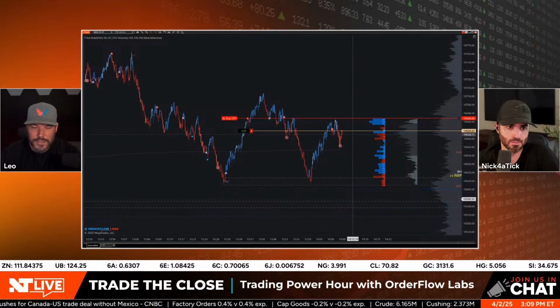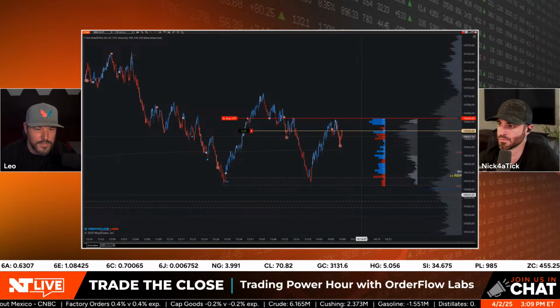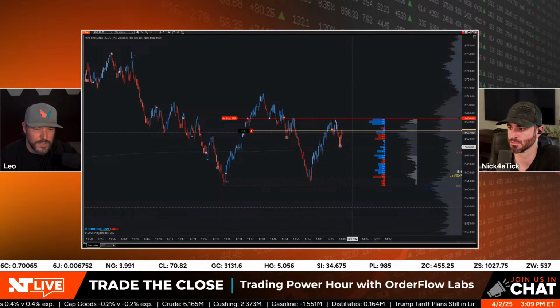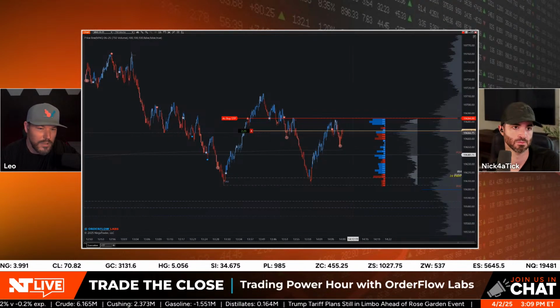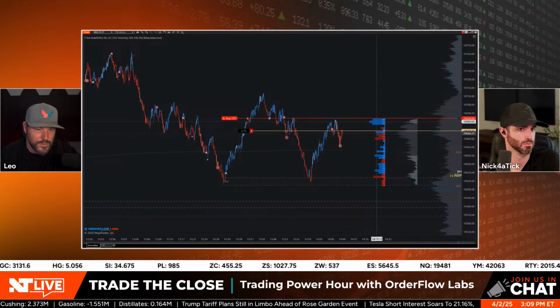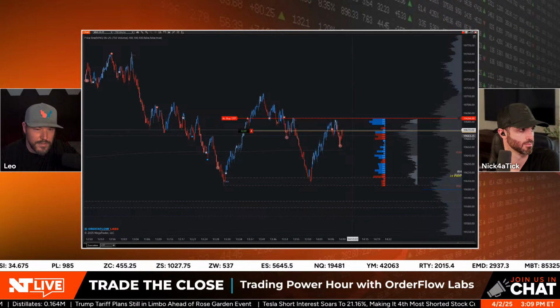But we have a really good high on the session. So I'm taking these shorts with the idea that there's potential for continuation lower. We had this area of liquidity right here. We can see that absorption that occurred right here, brought us down.